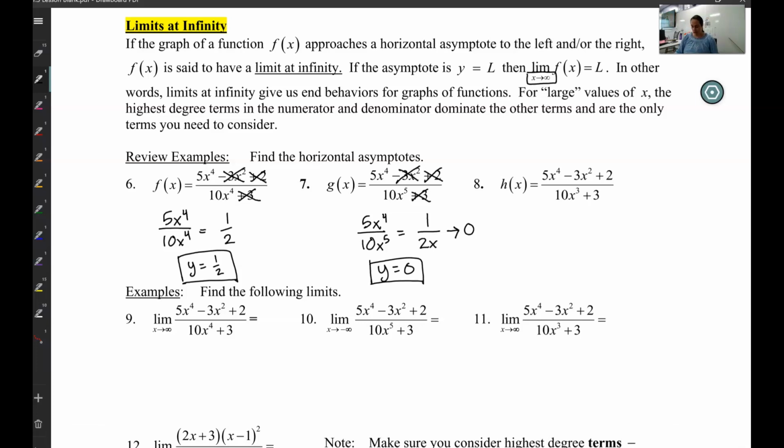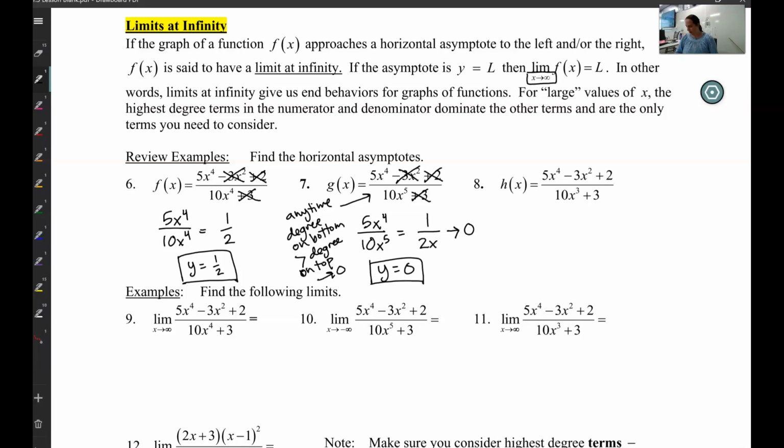Now here's this general rule. Anytime the degree on bottom is greater than degree on top, then it goes to 0. So that's a little general rule for you there.